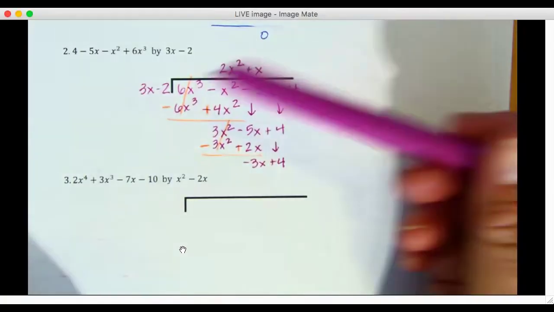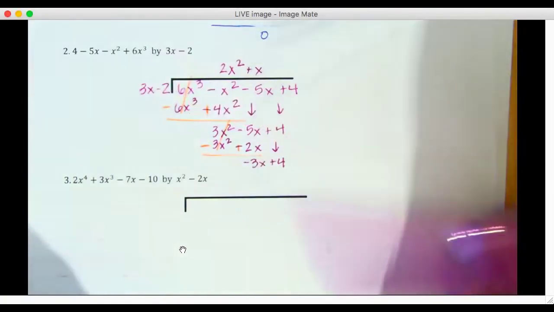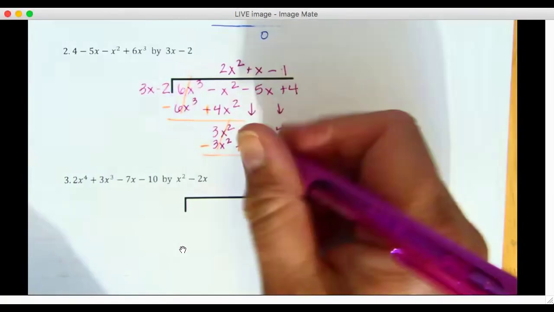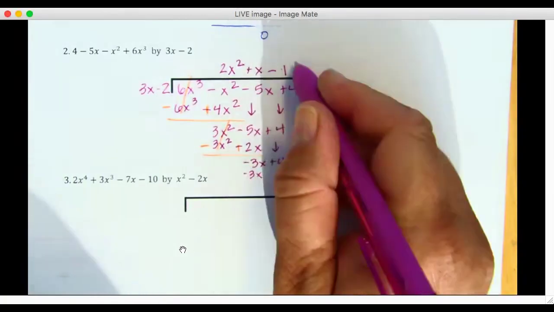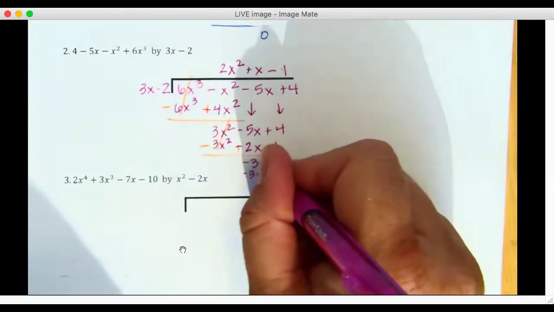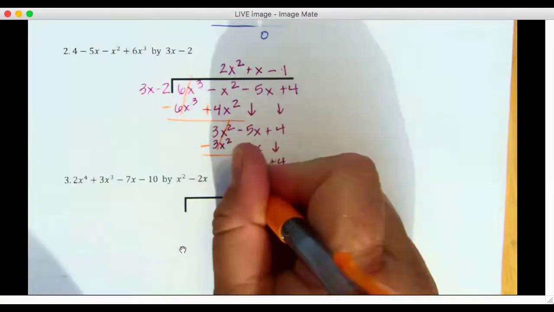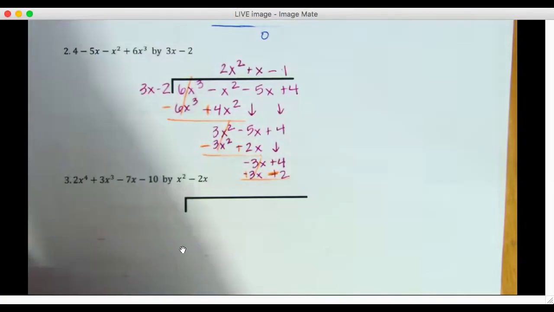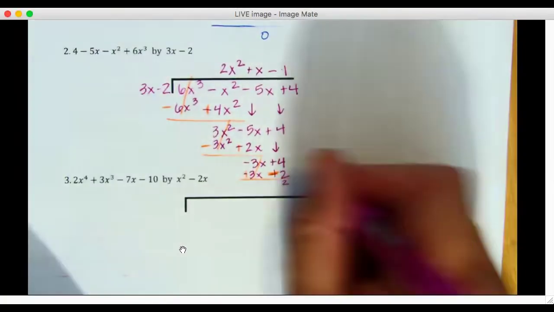Going through the process again, 3x times what gives me negative 3x? That would be negative 1. Negative 1 times 3x is negative 3x. Negative 1 times negative 2 is positive 2. But remember, we are subtracting, so those signs switch. And I'm left with a 2 as my remainder.